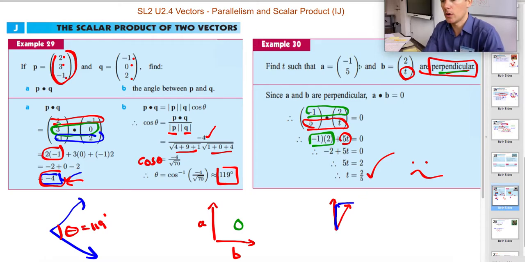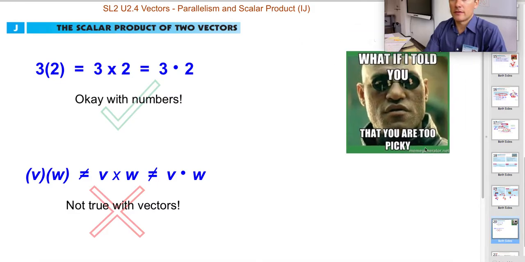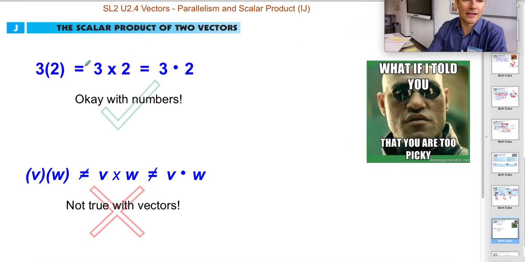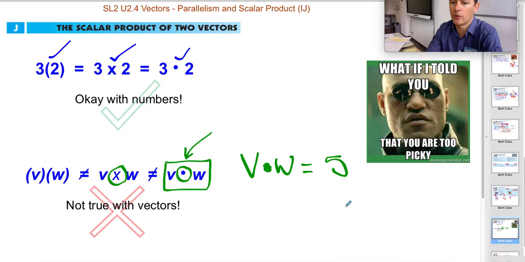Cool? All right. The only fussy bit, and I'm being picky about this, is that it's okay to write 3 times 2 with the x or with the dot, but the dot product and the cross product are different. Right now we're talking about the dot product. We will get to the cross product later, but for right now, V dot W, big fat dot, is the scalar multiple. This gives you a number out. The cross product is a little different, and we'll get to that later.